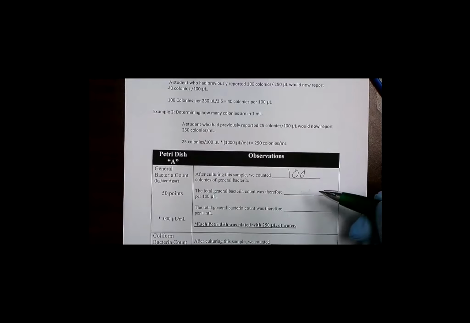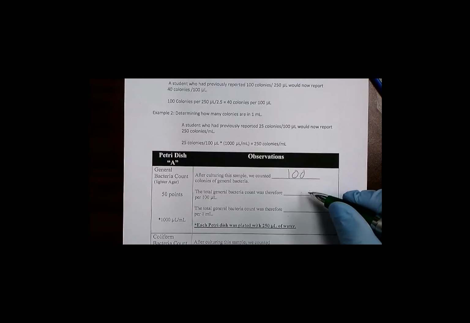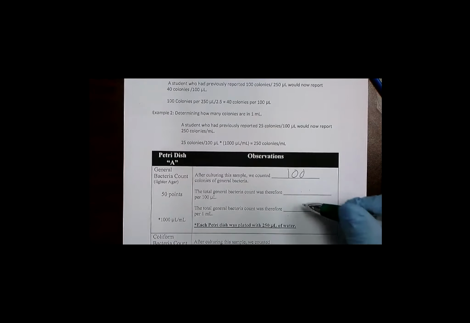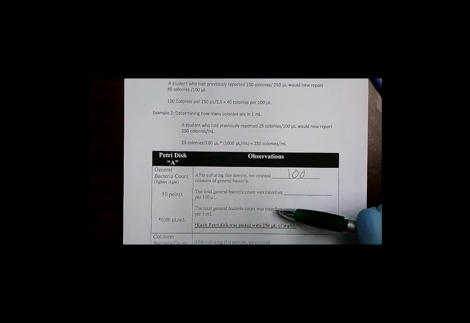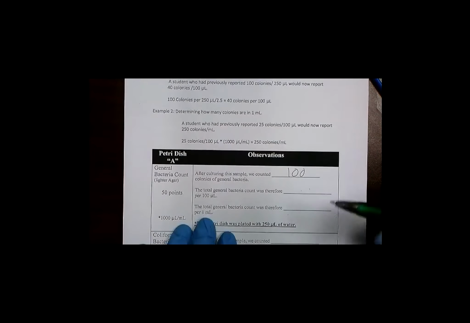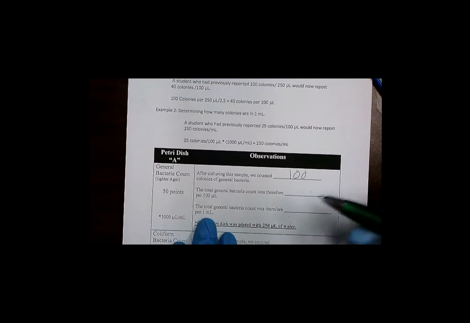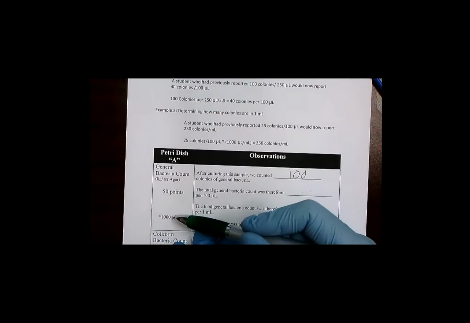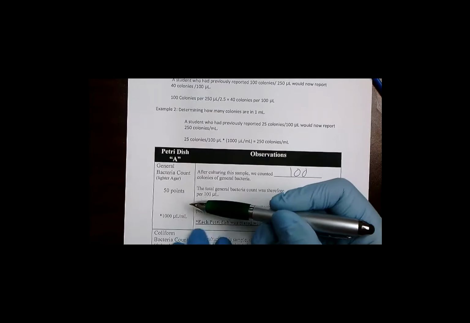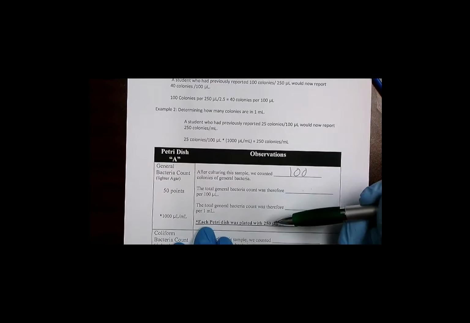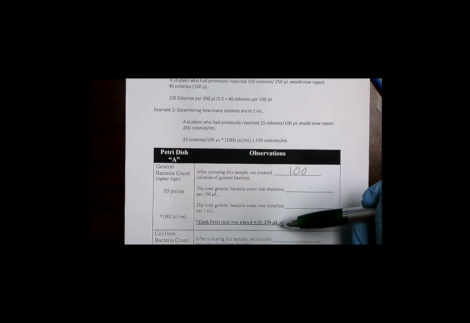Now, after that, because different places want this reported differently, we have one more question, one more conversion. The total general bacteria count was therefore blank per 1 ml. So once again, they know that there's 1,000 microliters in 1 ml. It's there for them. It will be there the day of the test. They know that we started with 250 microliters of water that was plated on the Petri dish.